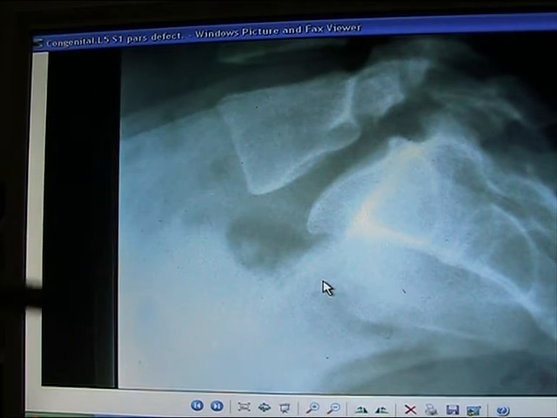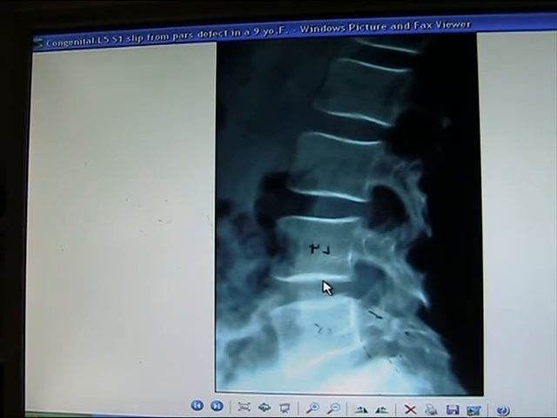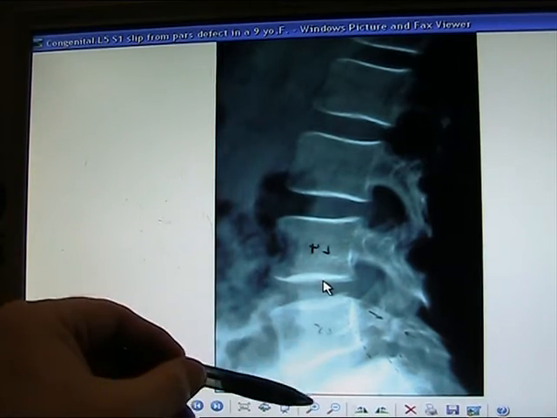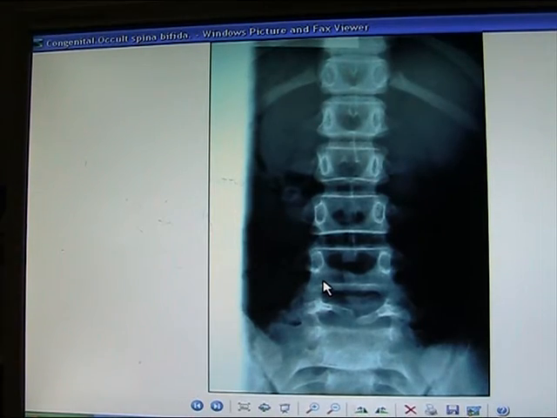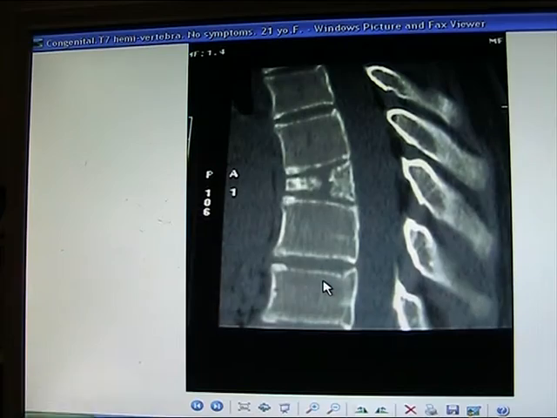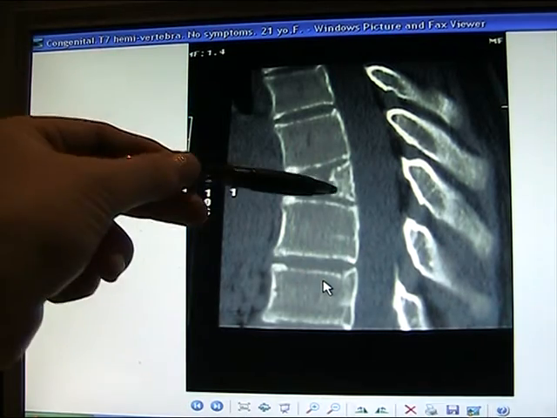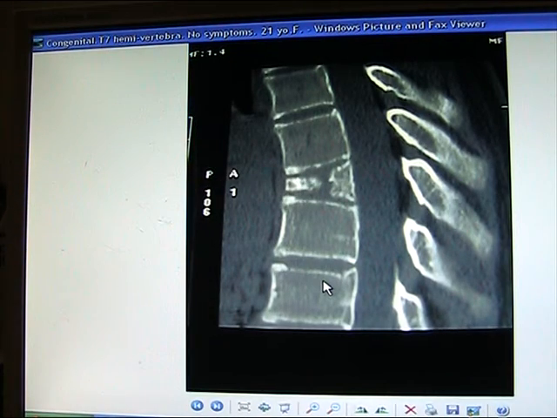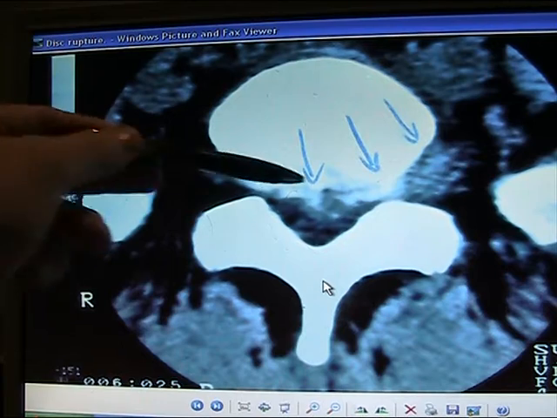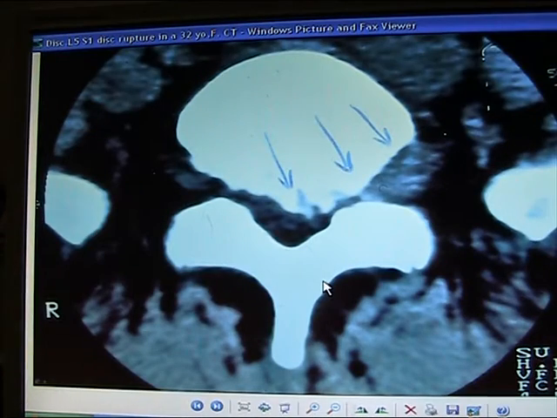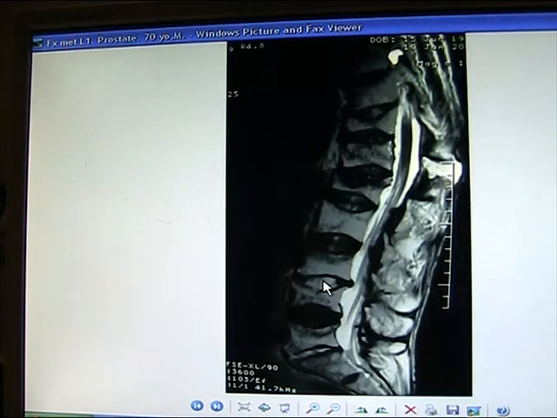L5S1 slip, cause of pain, pars defect back here. L5S1 slip, occult spina bifida, incidental finding. T7 hemivertebra, young patient, 21, need to investigate for other anomalies. Disc rupture will have radicular pain or sciatica, disc rupture.